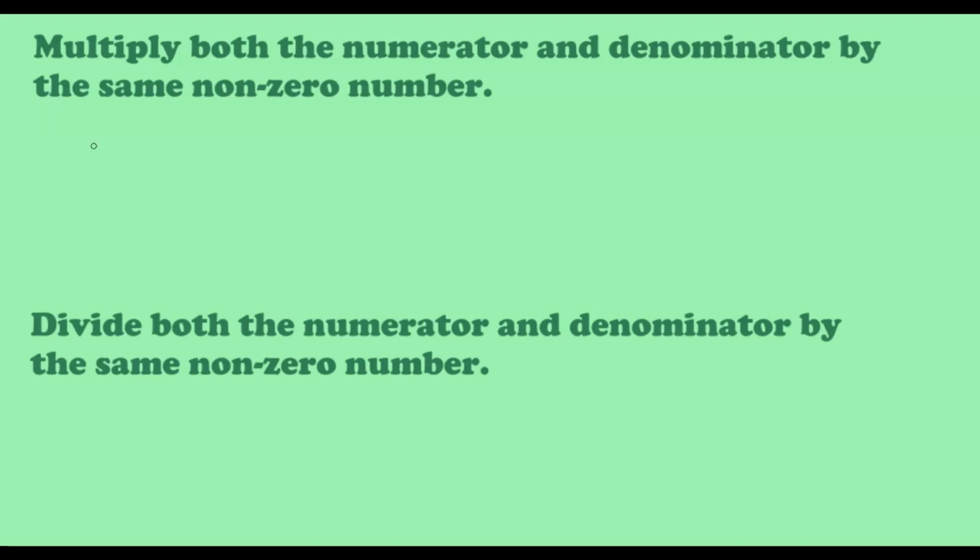For example, let us consider the fraction 4 over 8. Now let us multiply both the numerator and denominator by 2. So we have 4 times 2 and 8 times 2. Now 4 times 2 is 8. 8 times 2 is 16. So we have 8 over 16.